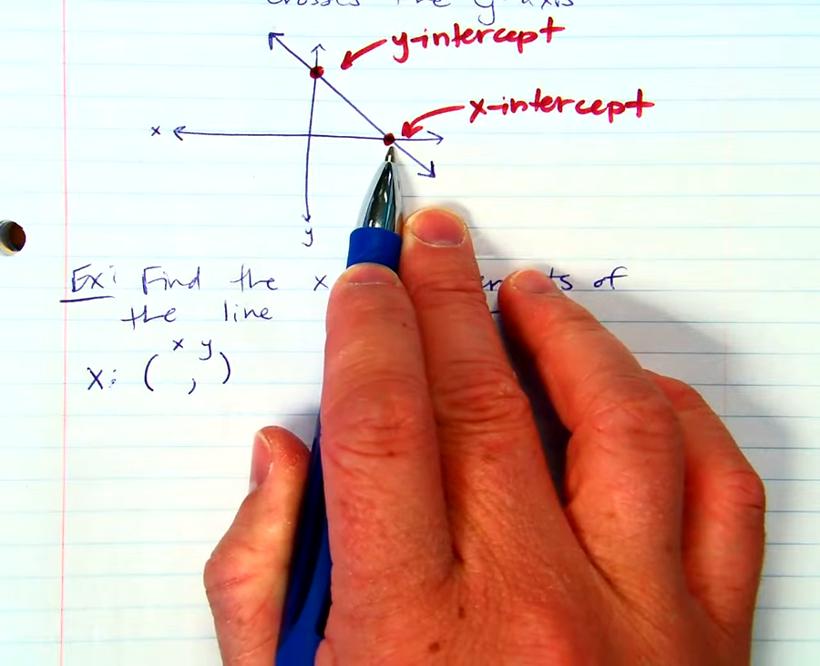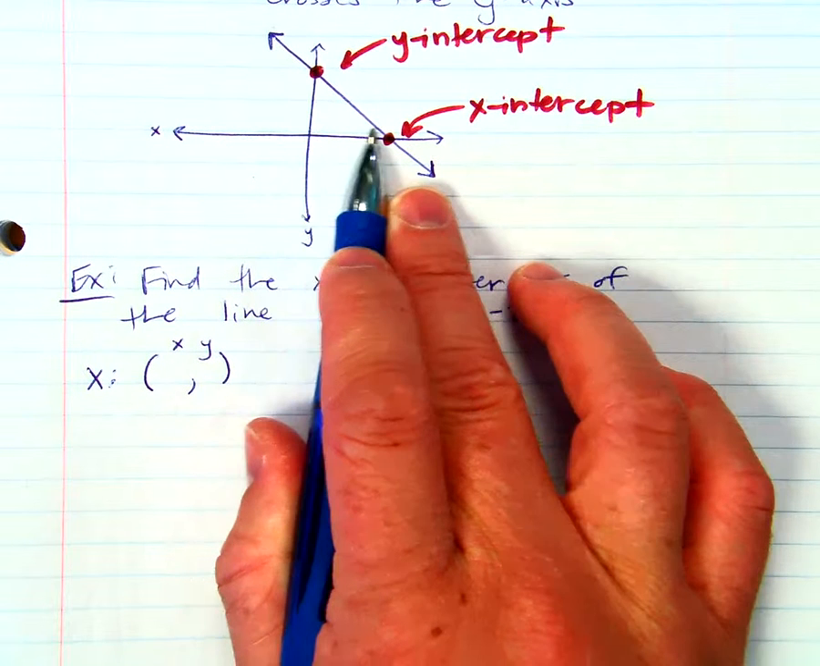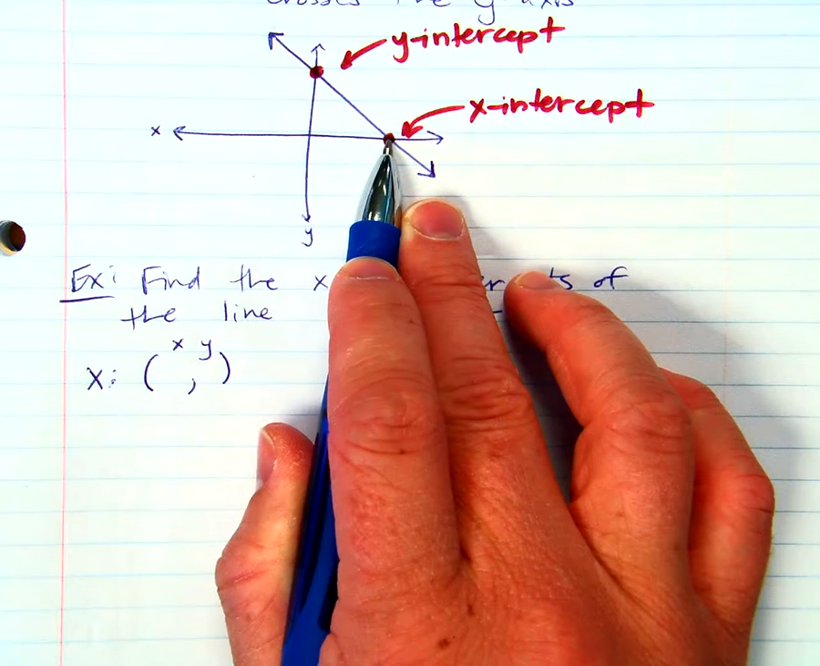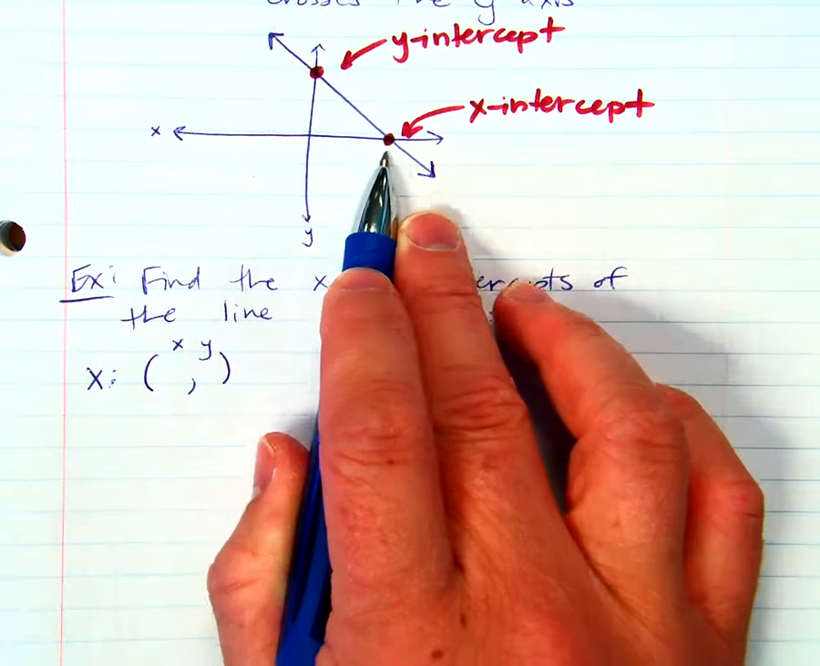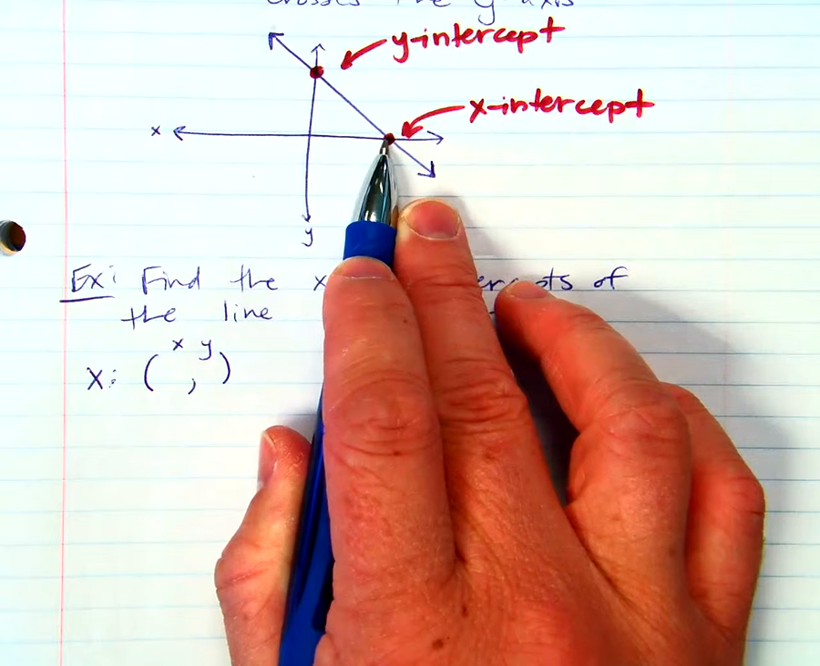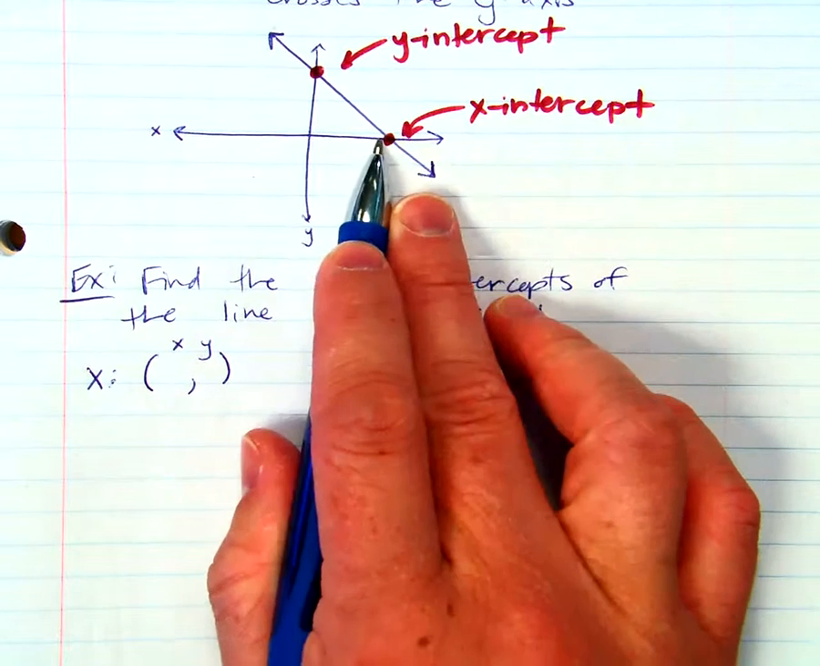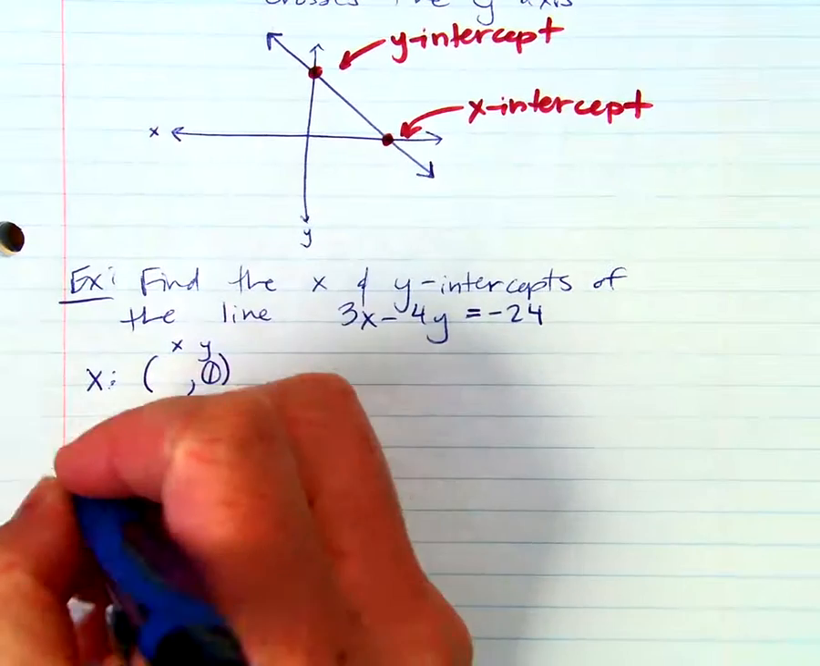How far up or down did I go from the center, always from the origin? How far up or down did I go to get to this point? I went over, and then how far up or down did I have to go to get to this point? 0. I didn't go up, I didn't go down, it's on the line, which means the y-coordinate is already 0.